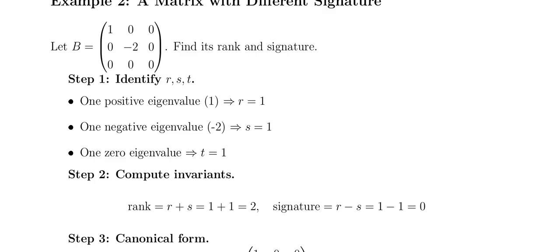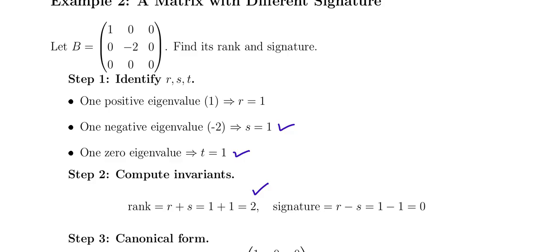So the positive eigenvalue count is S equal to 1, the negative eigenvalue count is 1 (eigenvalue minus 2), and the 0 eigenvalue count is T equal to 1. So the rank is the number of positive eigenvalues plus the number of negative eigenvalues, that is the number of nonzero eigenvalues, which is 2.